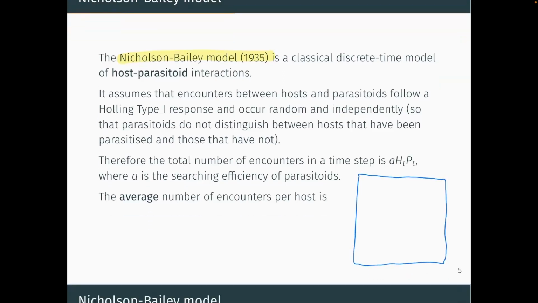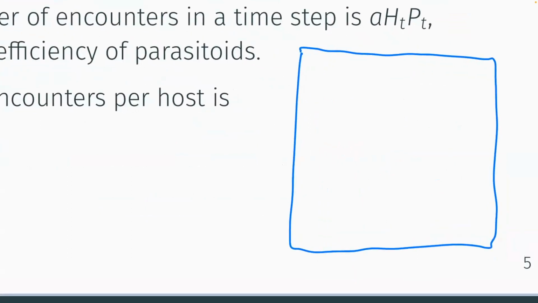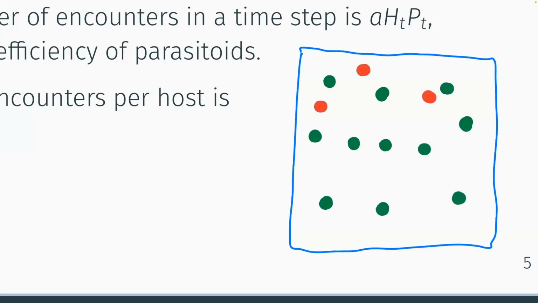You can think of there being some kind of unit area, and let's put down some hosts, these green blobs, and then some parasitoids. The same principle applies when we're doing our predator-prey models as well. We haven't really talked about where this actually comes from, though. You can think of these as being like gas particles, just moving randomly around this area. We said here that they're moving randomly, things are well mixed, so they're just moving all over the place here, and then they come into contact with each other.